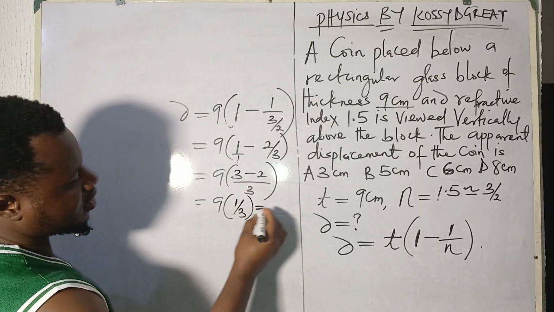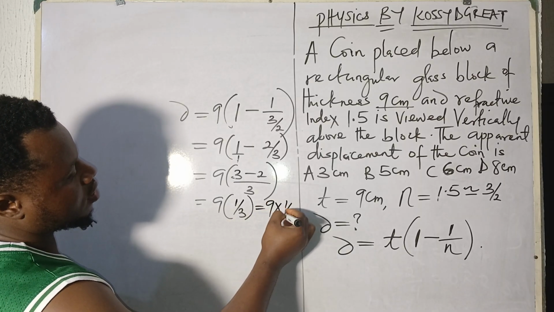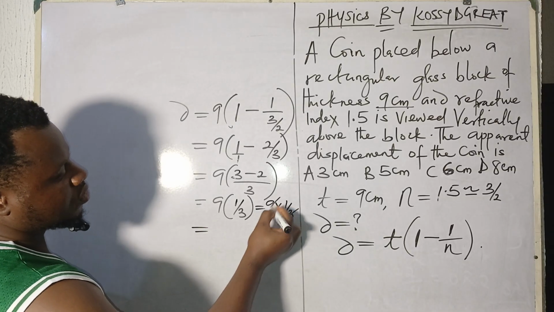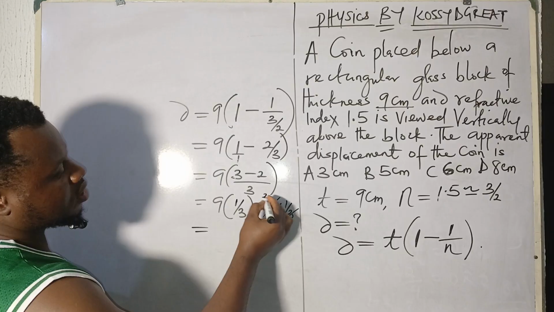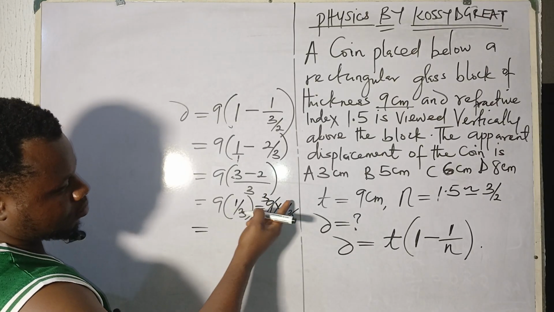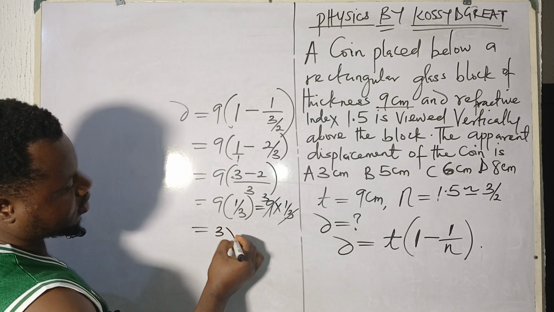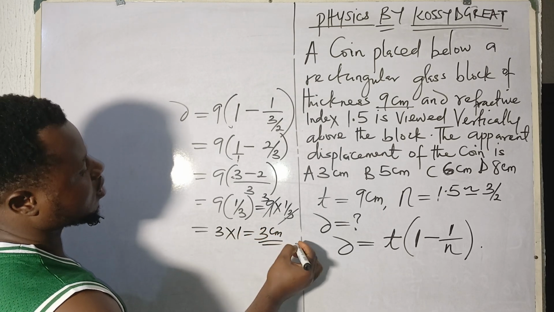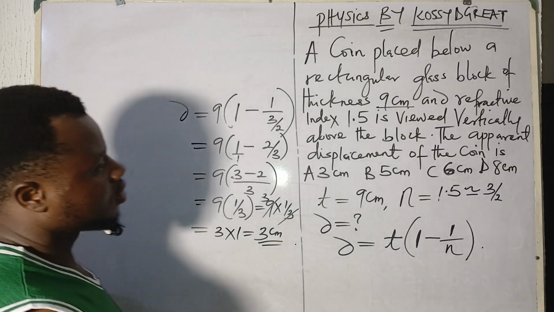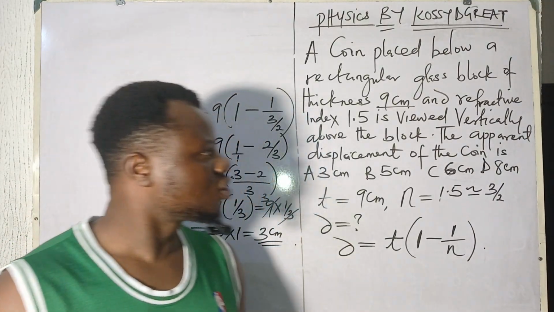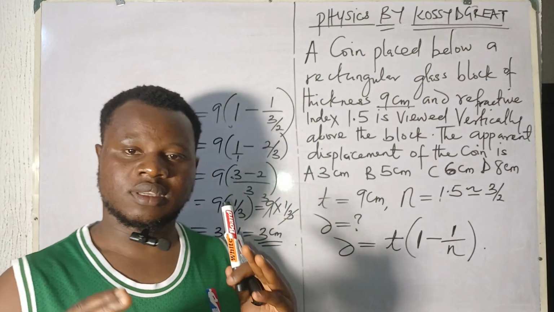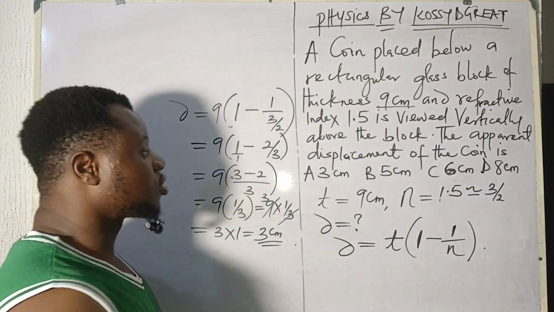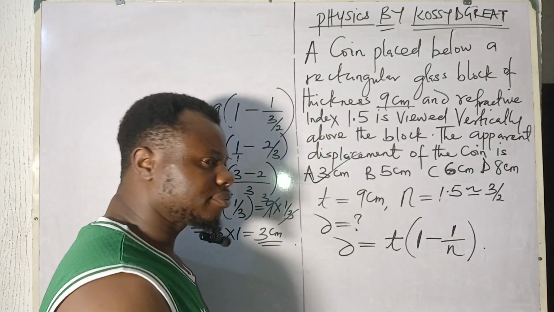And this is the same thing as 9 times 1 over 3. The 3 cancels the 9, and we are left with 3 times 1, which is 3 cm. So the displacement of this coin is equal to 3 cm, which is option A.